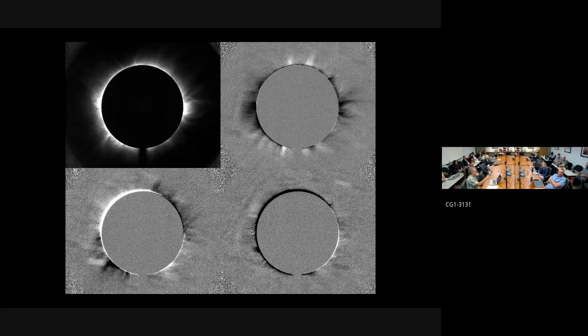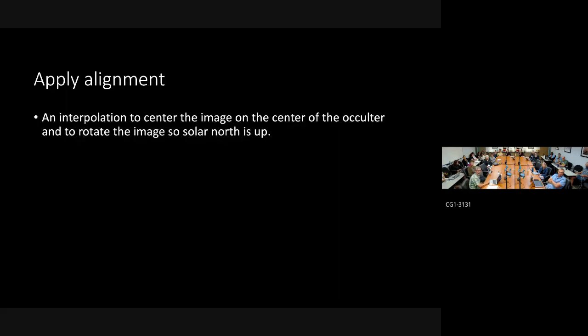If you go back to the other one, I can't really change slides very fast here. Right. But it's pretty good. It removes the bands. Okay. Now we apply the alignment, the centering, finding the center that we did before. Now we do one interpolation that recenters it and rotates it so that solar north is upwards.